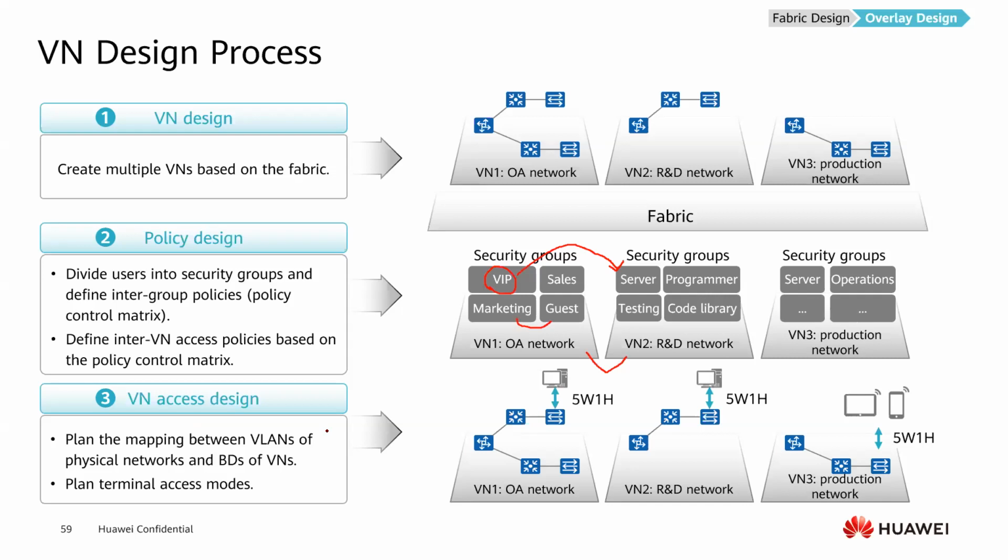And then for the VN access design, which specific users can connect to the specific VN. That means you need to tell the VNs which service network segment the users can connect to the VN. And based on 5W1H, you can think about the users.